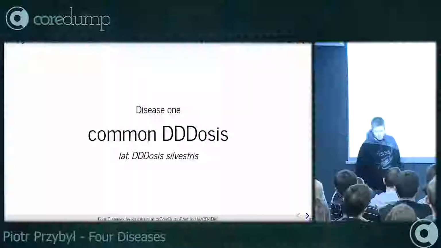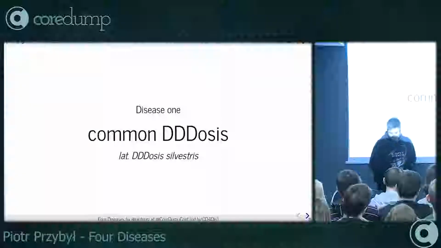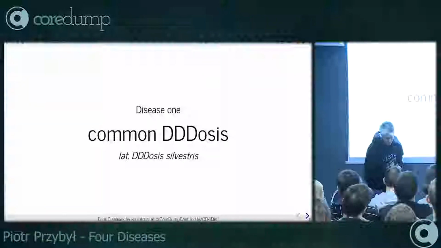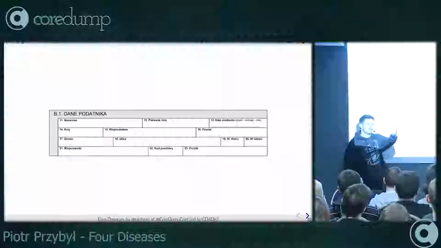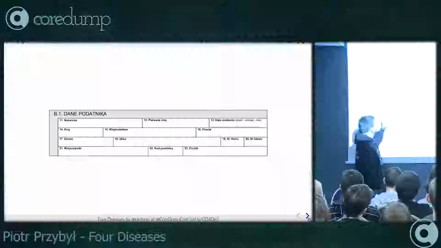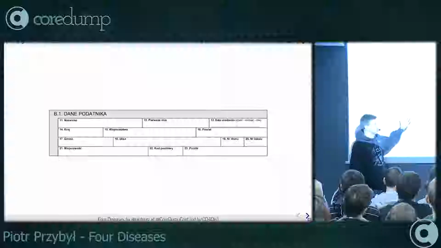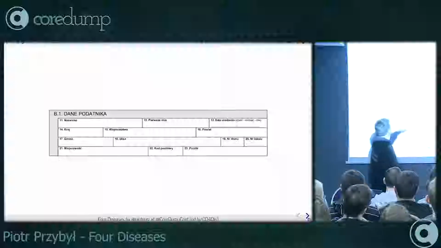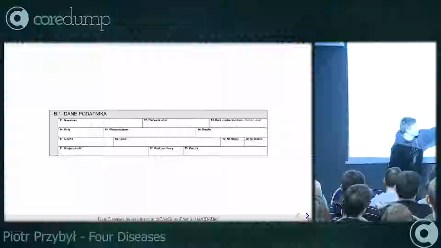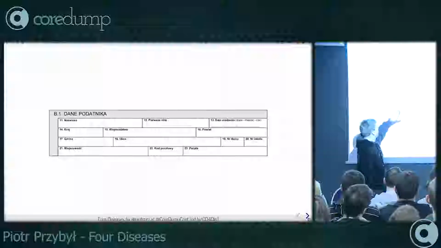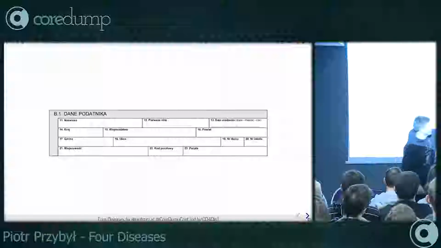Disease 1, which is common dididoses. In Latin, it's dididosis sylvestris. We all know that form, maybe except you, okay? It's a tax form in Poland. It says taxpayer data: last name, first name, birth date, country, voivodeship, like a state, the county, commune, street, house number, apartment number, the city or village, postal code, and the location of the post office, right?